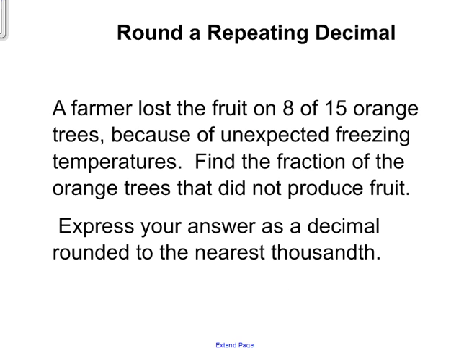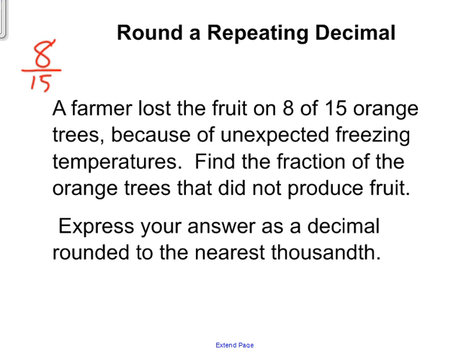Here's the same thing we're going to do, but we're going to do it in a word problem this time. A farmer loses the fruit on 8 of his 15 orange trees because of unexpected freezing temperatures. Find the fraction of the orange trees that did not produce fruit. Express your answer as a decimal rounded to the nearest thousandth. Well, 8 out of the 15 trees did not produce fruit.